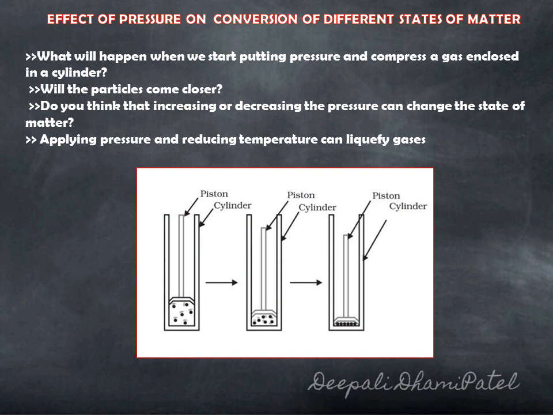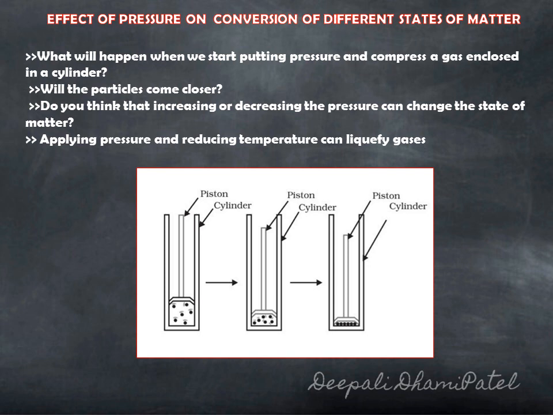You can see in the figure that a cylinder with piston is filled with gas in it. Now when you apply force or pressure over it, the molecules or atoms of the gaseous state come closer, and due to the decrease in the intermolecular space, the gases get converted into liquid state.